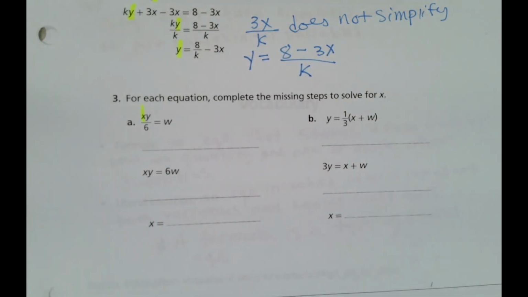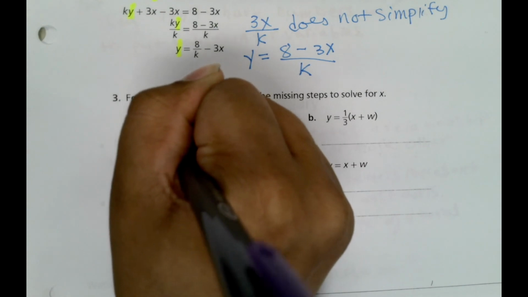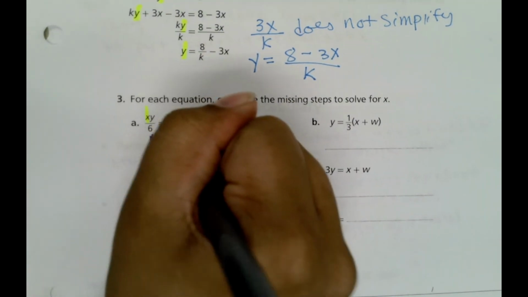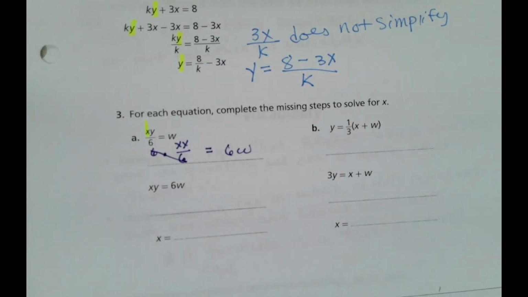Well, what's going to happen? It's going to turn into exactly what it has next: xy equals 6w. Well, that x is still not by itself. What's bothering it? The y. So we're going to divide by y on both sides, and that's going to cancel out. So what's our final answer? 6w all over y. All right, I want you guys to try out B all on your own, and good luck.